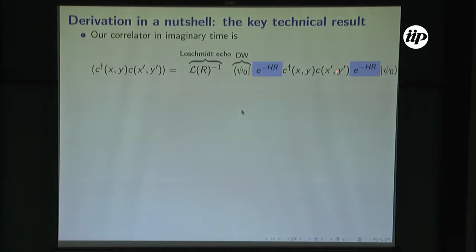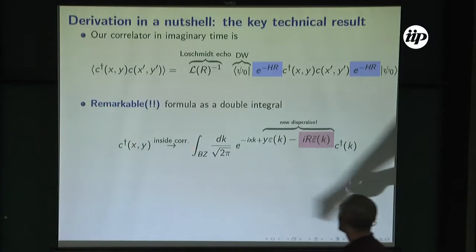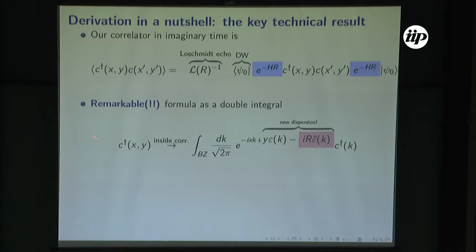Okay, so the point is that even though this factor is there, you can actually show that the correlation function, I mean, you can substitute for C dagger x y a Fourier transform, but with a different dispersion. So the key point here is to show, to simplify, that actually this is still a double integral, but with a modified dispersion. And this modified dispersion comes with an R here, because that's the non-trivial part.